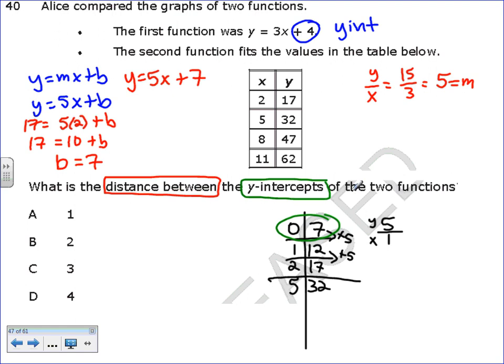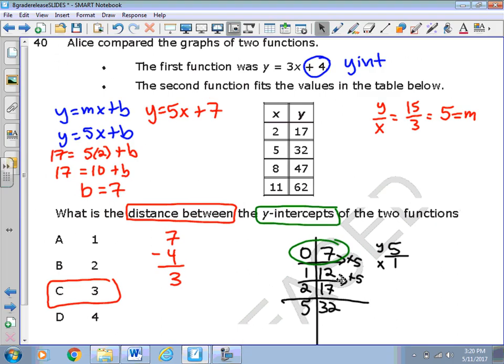Okay, it says the distance between. So I have 7, take away the other y-intercept, which is 4, which is 3. You had to find the distance between them. And that is the last problem for this video.